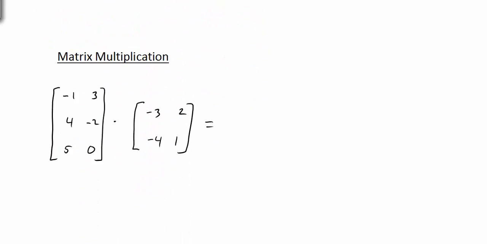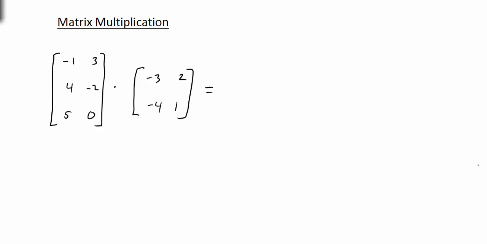All right, now we want to move on to what is actually called matrix multiplication, and this is where we're going to multiply two matrices together. And this is sometimes referred to as row by column multiplication, because we're going to take and multiply the row by the column.